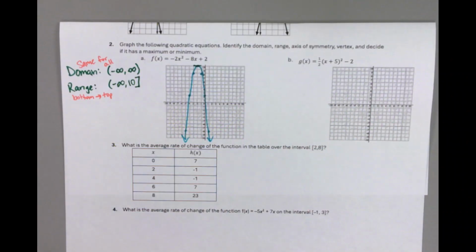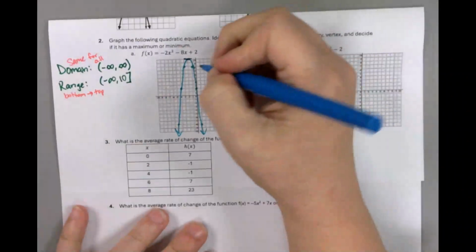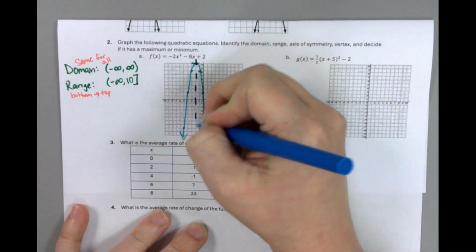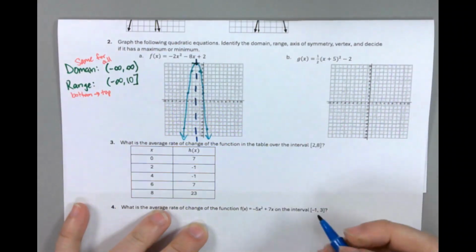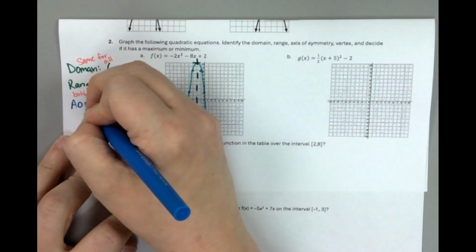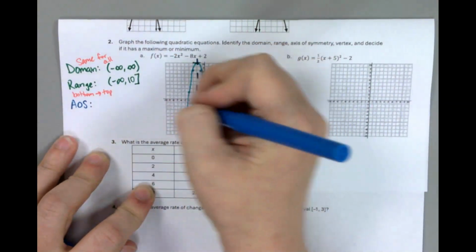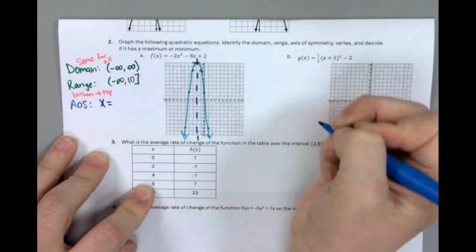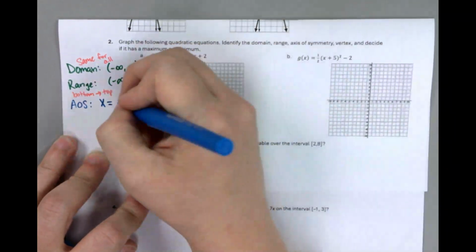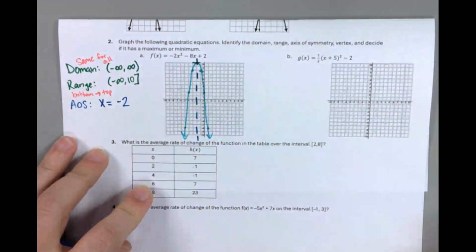Next is axis of symmetry. Axis of symmetry is this vertical line that goes down our parabola and keeps it all symmetric. And this axis of symmetry is always a vertical line, which means it's x equals. And this vertical line happens when x is -2, so x equals -2.